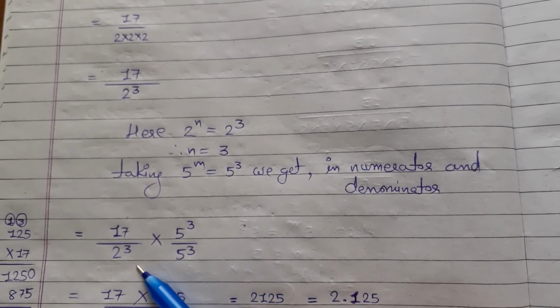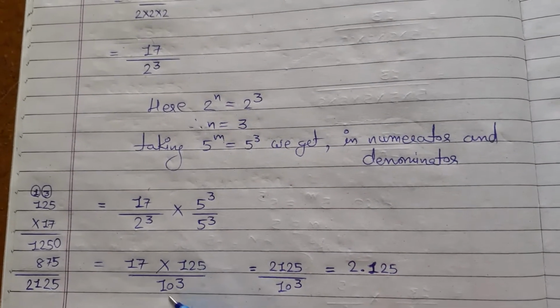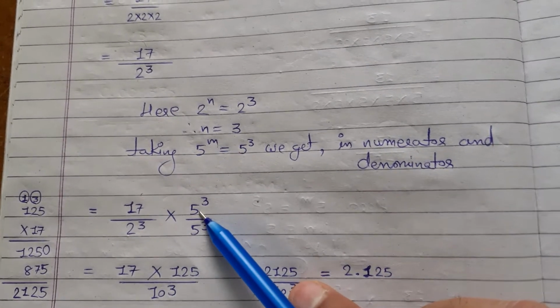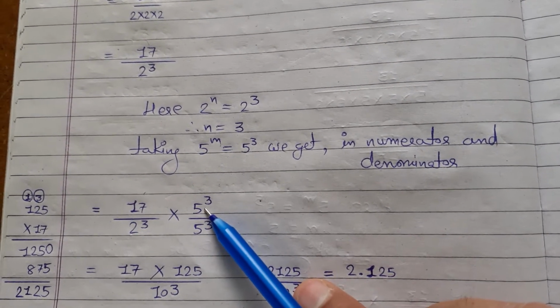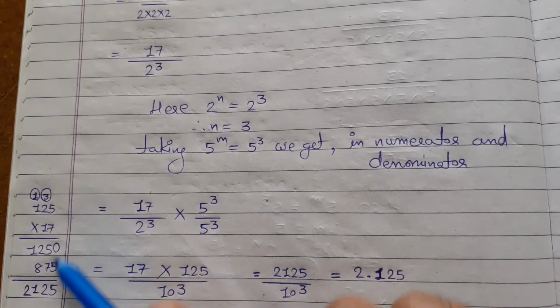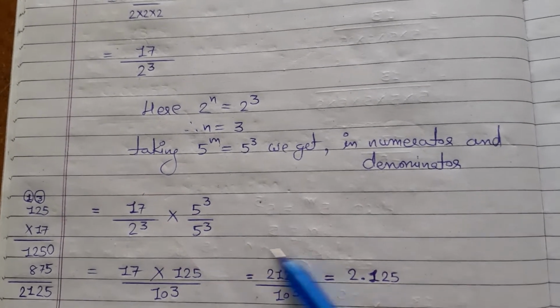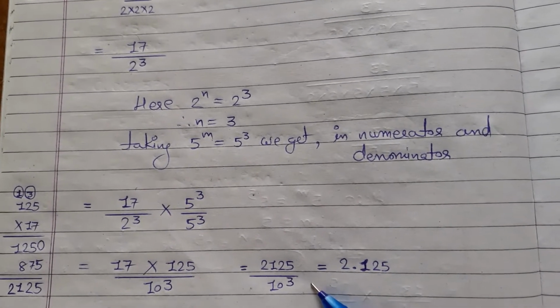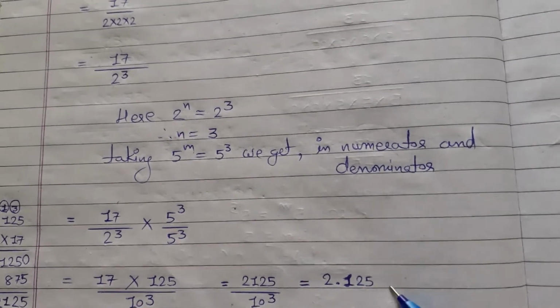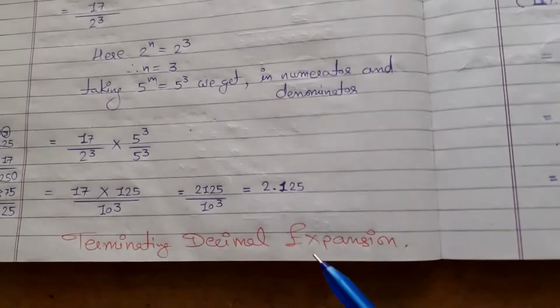So we will get 10 raised to 3 in the denominator, and in the numerator 5 into 5, 25. 25 into 5, 125. 125 into 17, we are getting 2125. 2125 upon 10 cube, that is 2.125. This is the answer. So this is a terminating decimal expansion.